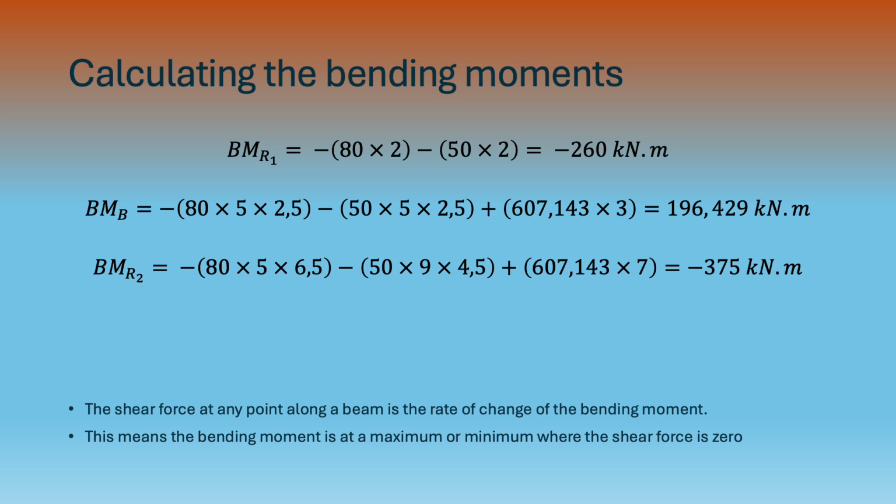What we need to remember is that the shear force at any point along a beam is the rate of change of the bending moment. So anywhere where we're calculating the rate of change of the bending moment. Also, what we are looking for is that if a bending moment is at a maximum or a minimum, where will that be on the shear force? It will be at the point where the shear force is 0. So at the 0 point, we'll find either the maximum or the minimum bending moment.